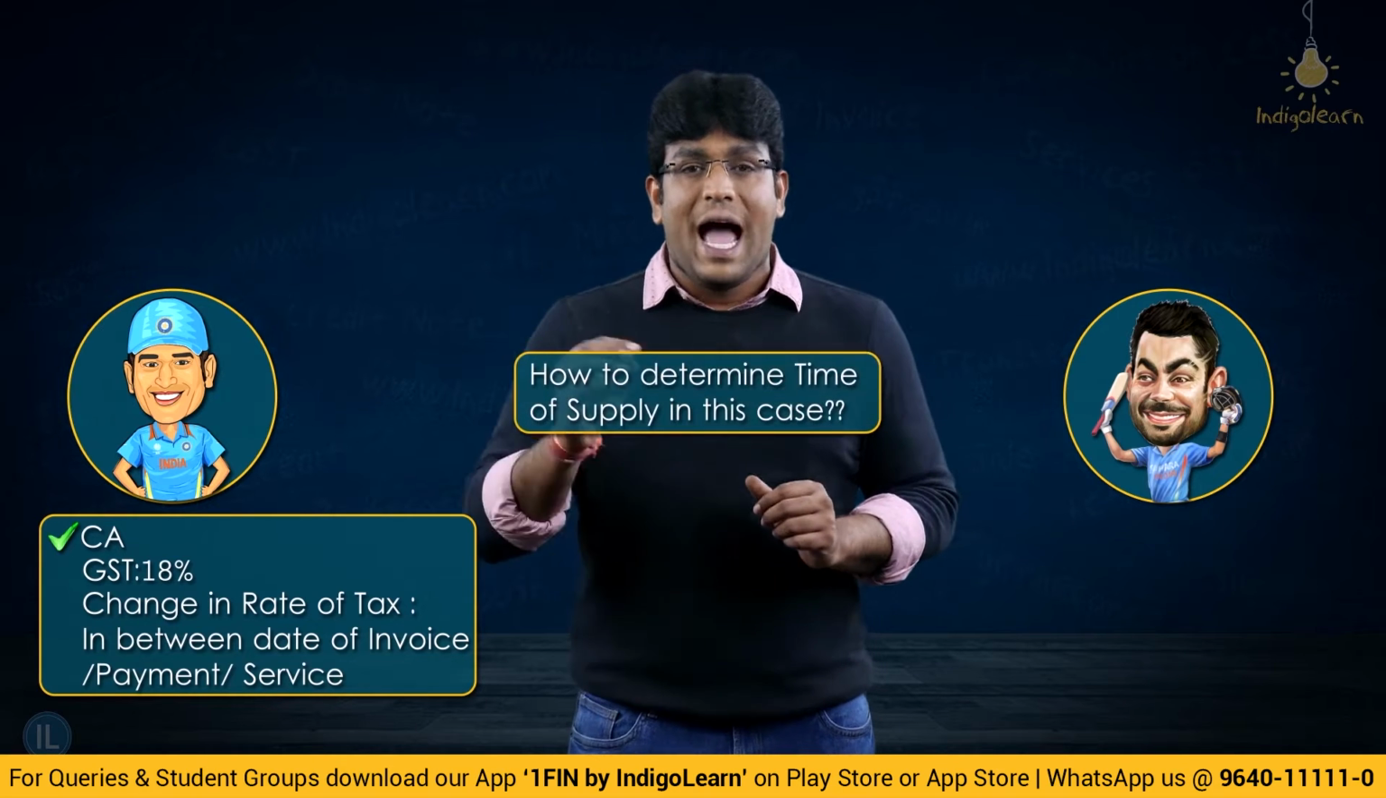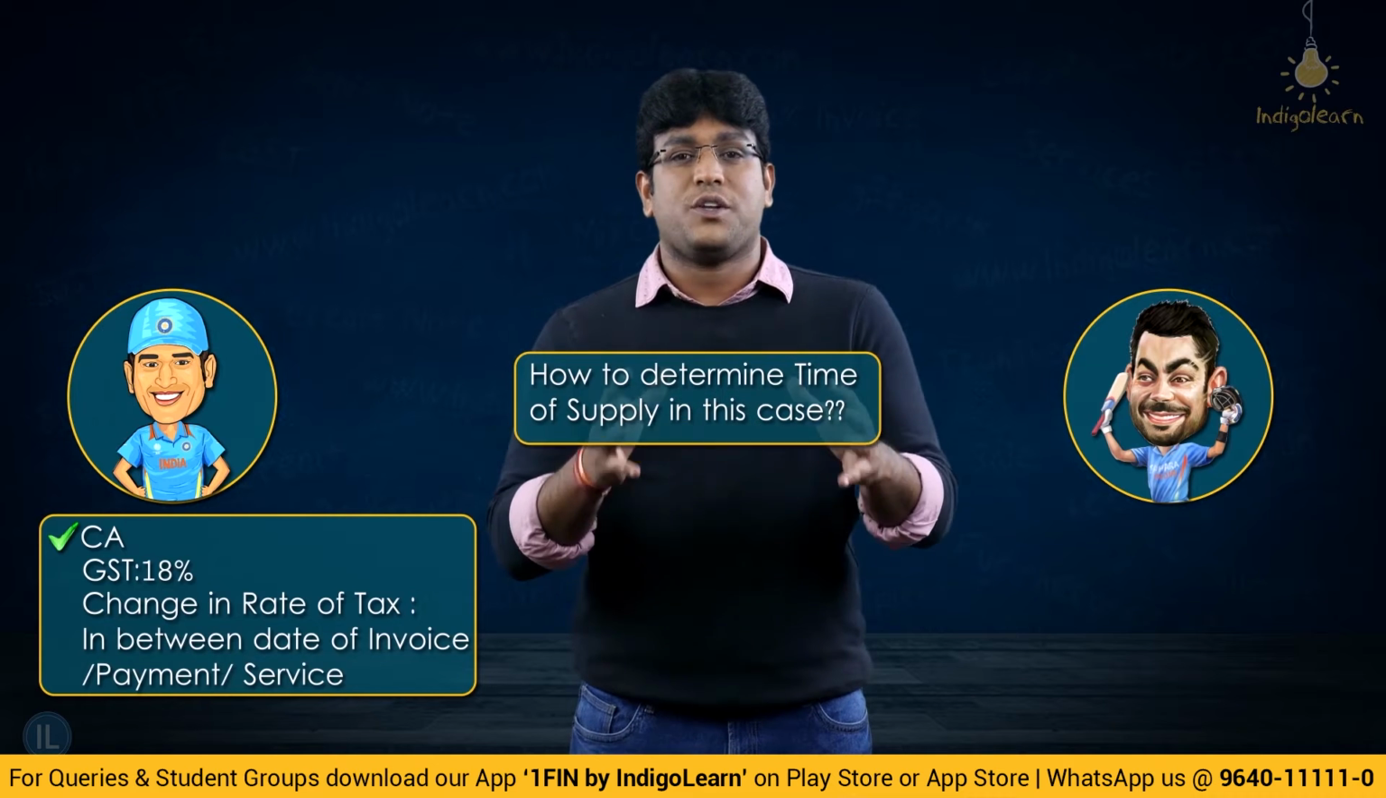But there is a possibility that between the invoice date, payment date, and service date, there could be a change in rate of tax. That 18% might become 28% or 18% might become 12%. So directly or indirectly, I'm trying to tell you that the rate of GST between these three dates got changed, which could be increased or it could be decreased. Now, whenever there is a change in rate of GST like that, how do we determine time of supply? And that concept is given by section 14.